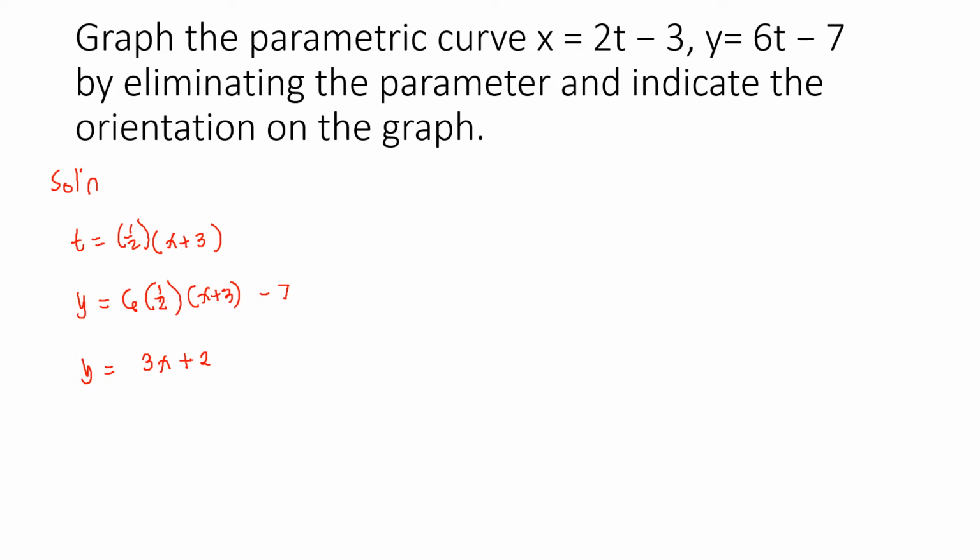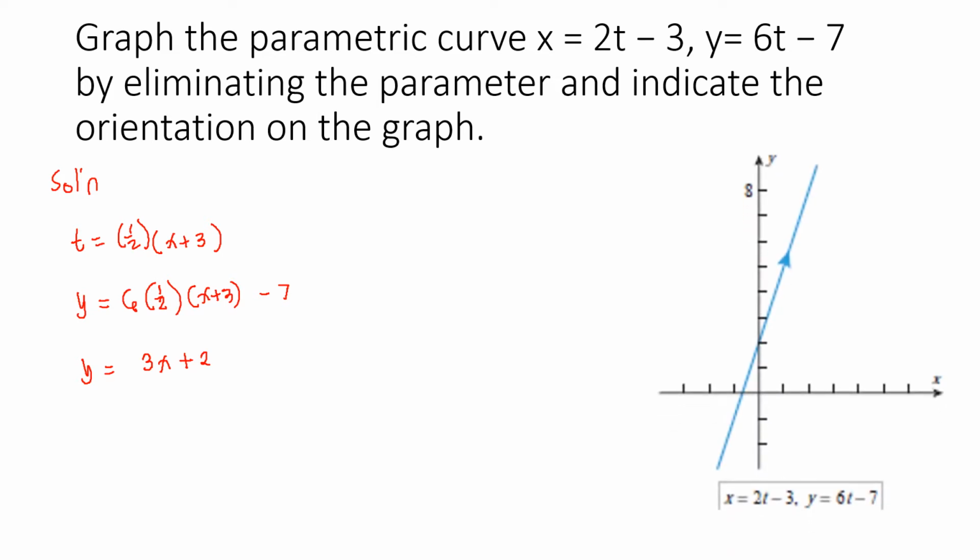So to find the orientation, we must look to the original equation. The direction of increasing t can be deduced by observing that x increases as t increases, or by observing that y increases as t increases. So either piece of information tells us that the line is traced left to right. So this would be the equation of the line with the orientation.